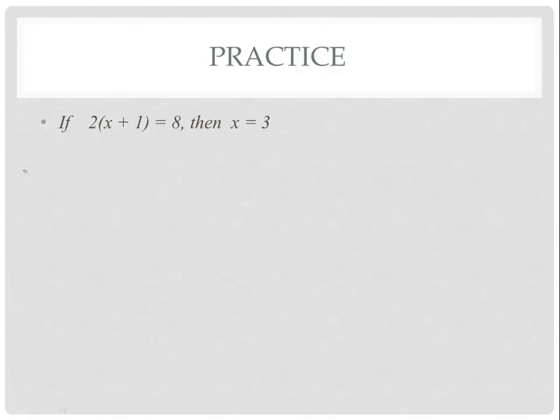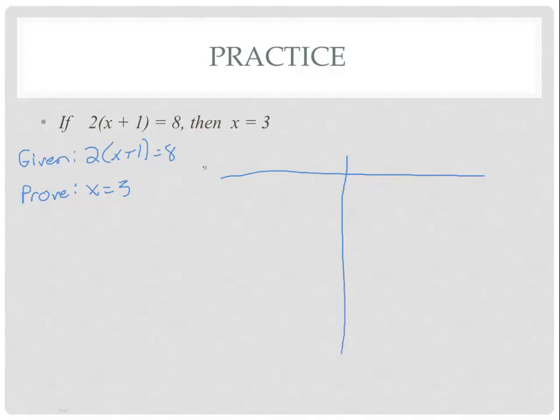And then this last one, first thing we need to do is write our given. Our given is our if statement. When we did conditional statements, it was our if. And our proof statement, what we have to finish with, is x equals 3, our conclusion. So let's make a 2-column proof. Statements and reasons.